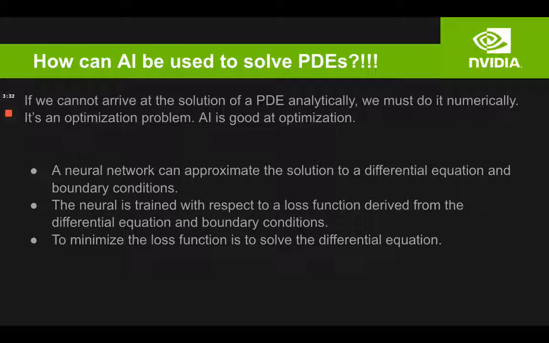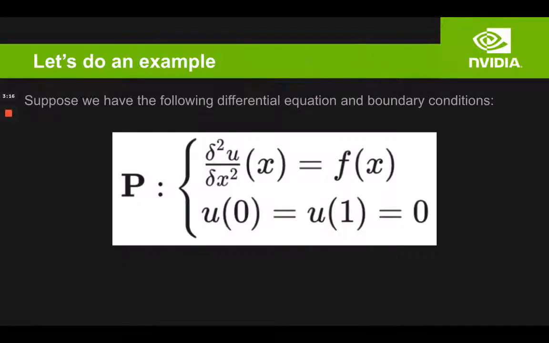That is to say, you only need to know how to formulate the problem, and to formulate the problem is to formulate the loss function. Therefore, to minimize the loss function is to solve the differential equation. That is the beauty of this approach. Let's do an example very quickly. Suppose we have the following differential equation and boundary conditions.